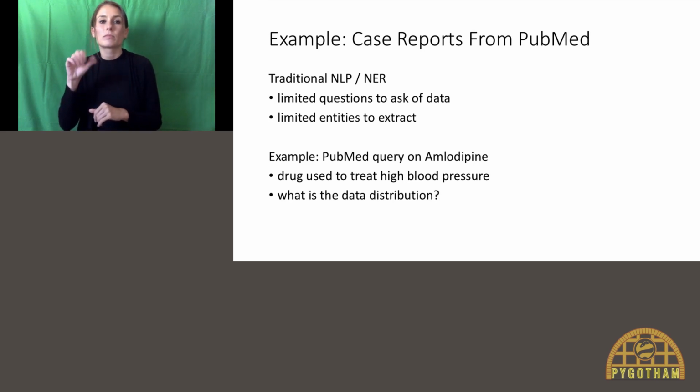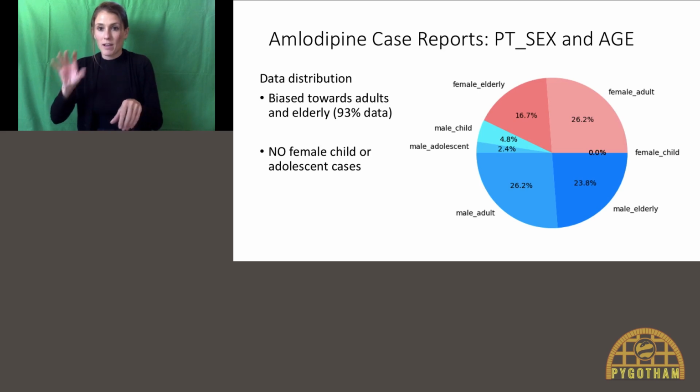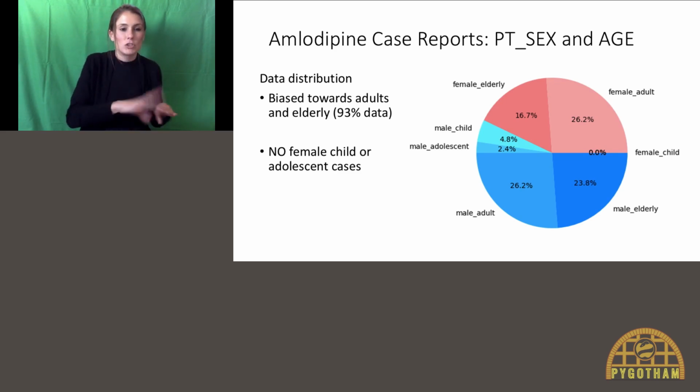In case reports from PubMed, which is an online database of medical articles, I submitted a query on amlodipine, which is a drug used to treat high blood pressure. So what's the data distribution of the results of that query? It was about equally split for patient sex between male and female, with some bias towards male. However, it was heavily biased towards adults and the elderly, represented in more than 90% of the cases, and very little for children. But especially, there were no female child or adolescent cases in this particular data set, which would make it hard to model.